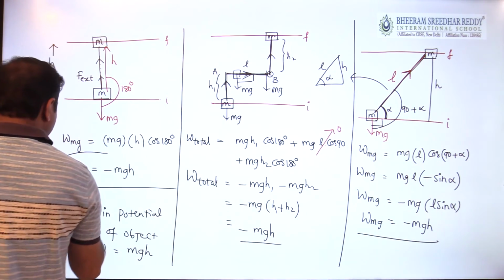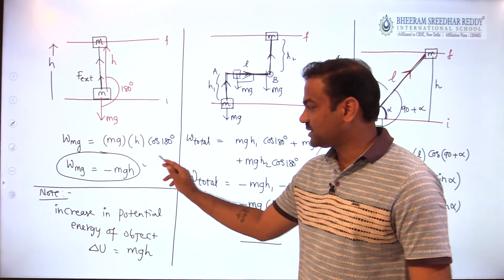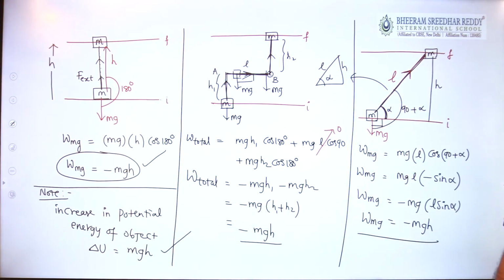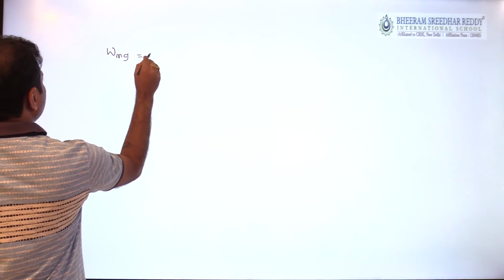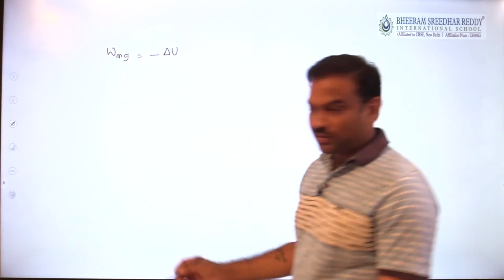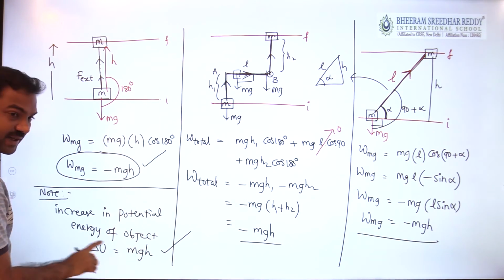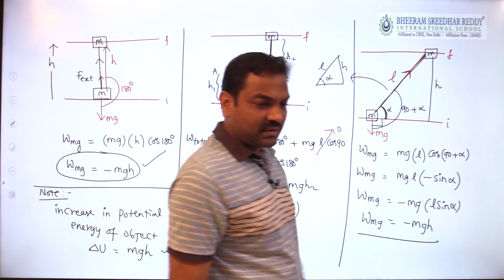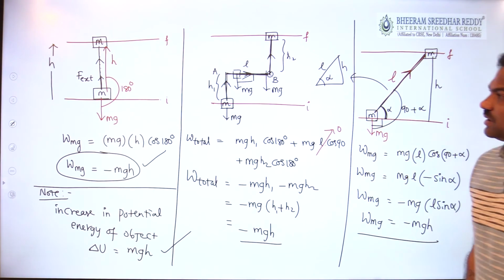But if you see clearly, the work done by gravitational force is minus mgh. So what is the relation between the work done by gravitational force and the increase in potential energy? The sum is 0. Very good. Work done by gravitational force is equal to minus of the increase in potential energy, minus delta U. We proved that work done by mg is equal to minus mgh, and mgh is nothing but delta U. So work done by gravitational force is equal to minus of the change in potential energy.